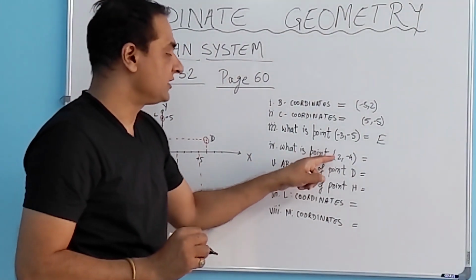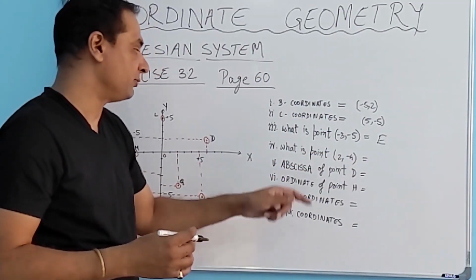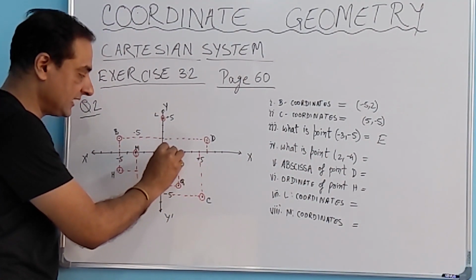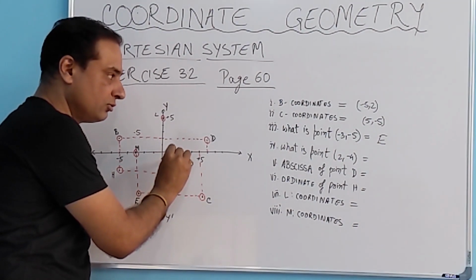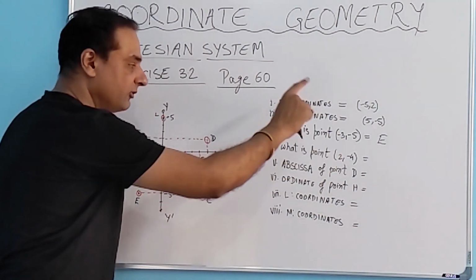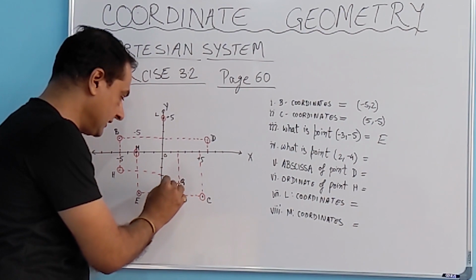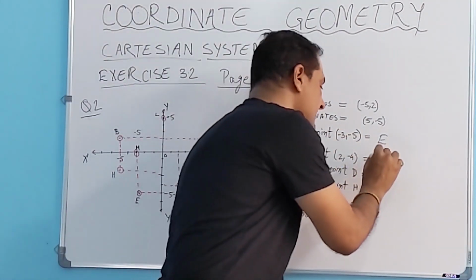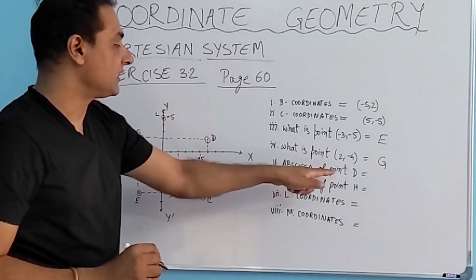Fourth question, what is the point 2, -4? Again, the coordinates are given. We need to locate the point and tell its name. On the x-axis we go 2 points towards the right, which is the positive direction. So we start at the origin and go 2 units in the positive direction for x. Here we are, and then the y coordinate is -4. So from here we go down because it is negative. We go down 4. So what's the name of the point? It's G. So we have reached the point G. G is the answer.